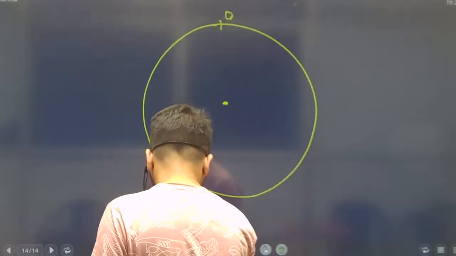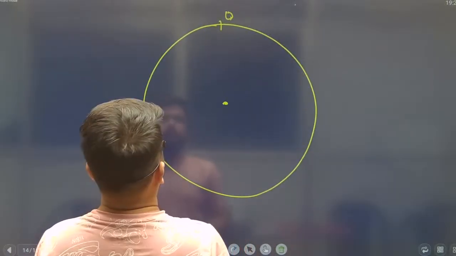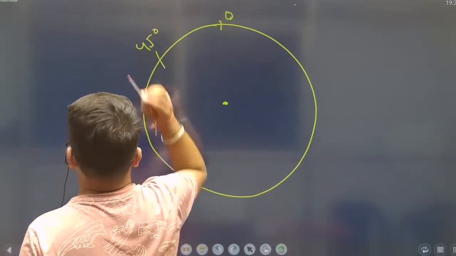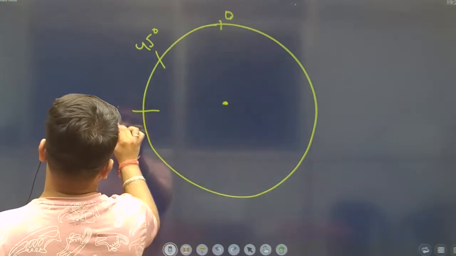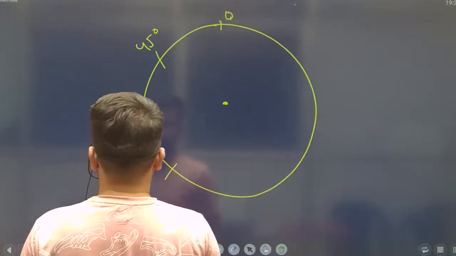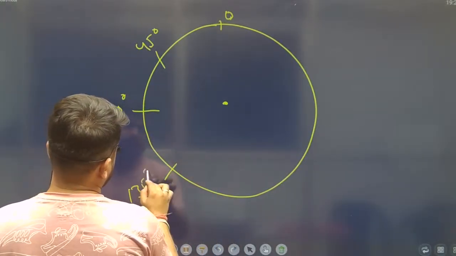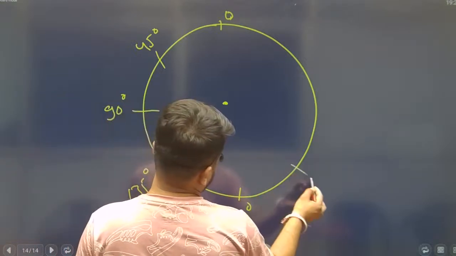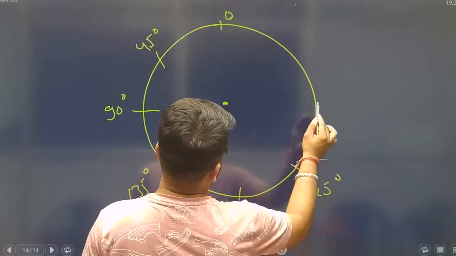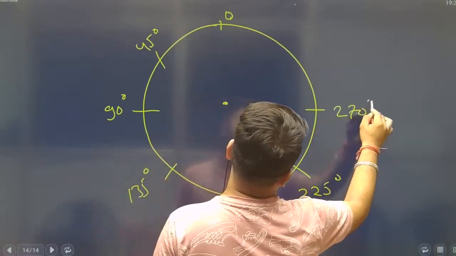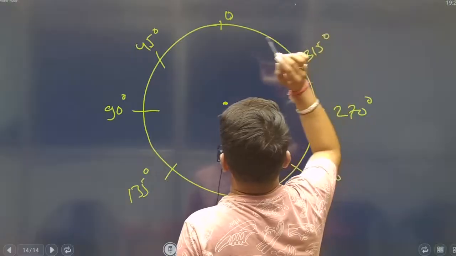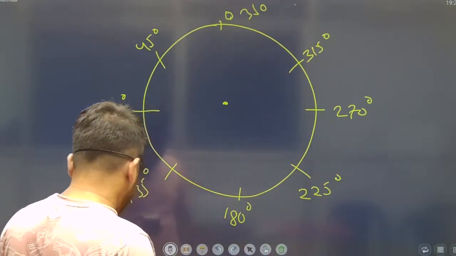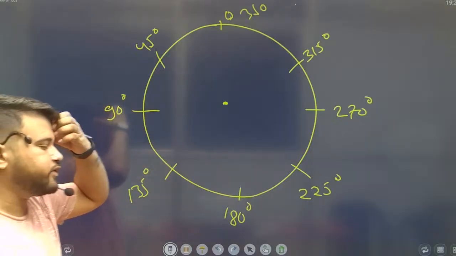Getting my point, guys? Zero is going to be on the same place, obviously, but the 45-degree which was coming here will come to this direction. The 90 which was coming here will come to this direction, and after the 90, the 135 will come to this direction. The 180 will remain the same on its place. And this will become the 225-degree, this will become the 270-degree, this will become the 315-degree, and this will become the 360-degree. Okay, getting my point, guys? So this is how it's going to happen.